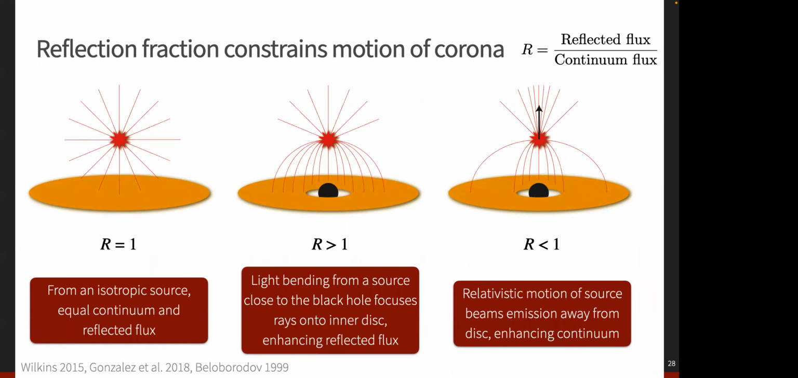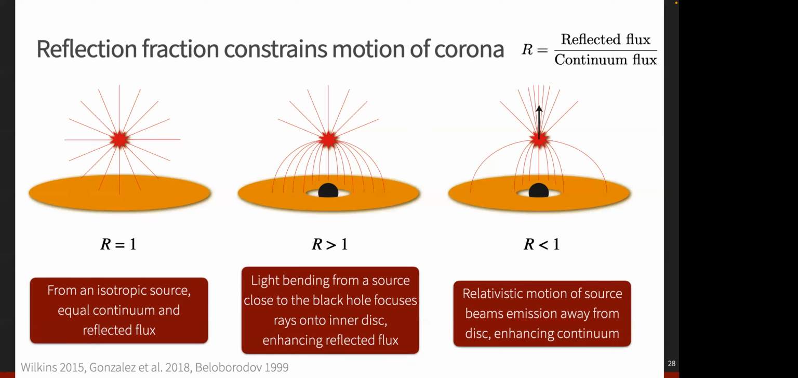We can also use a simple relativistic beaming argument to learn more about our corona. So if we just have a corona that's emitting X-rays isotropically in all directions on an infinitely big accretion disk, you expect 50% of the X-rays emitted by the corona to go up, away from the disk, so we see that as continuum, and 50% of those rays to go down and hit the disk. So if we divide the reflected flux by the continuum flux to create something we call a reflection fraction, in classical physics, isotropic light above an infinite disk, we expect 1.